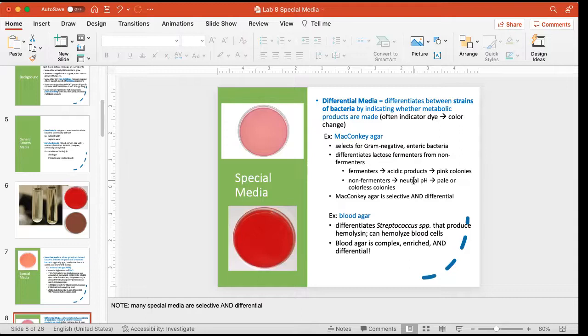And what will happen is those colonies will grow with the typical pale sort of white or colorless look to them. So MacConkey is selective and differential. It's going to select for gram-negative enteric bacteria. And among all of the gram-negative enteric bacteria, it'll help us tell the difference between the ones that can ferment lactose and the ones that can't. And we'll be able to tell the difference just by looking at the plate.